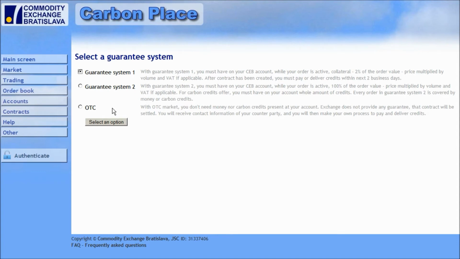For those that do not wish to use guarantee systems of the exchange, there is an OTC market. Trader does not need any money or credits on his account, but after contract is created and contact information exchanged, he must agree with the other party all conditions of payment and delivery. We will use Guarantee System 2 in this tutorial, because it is the most secure trading process.